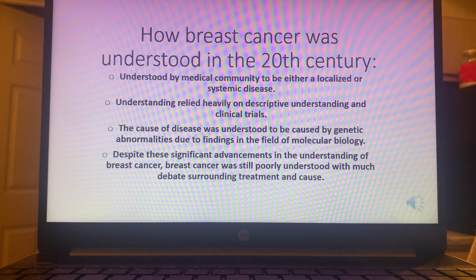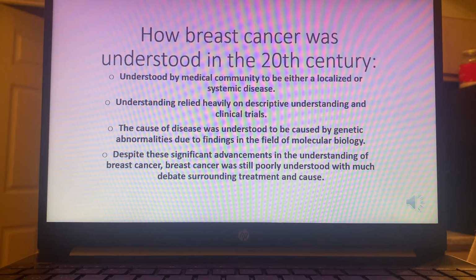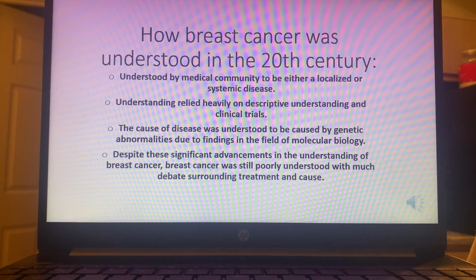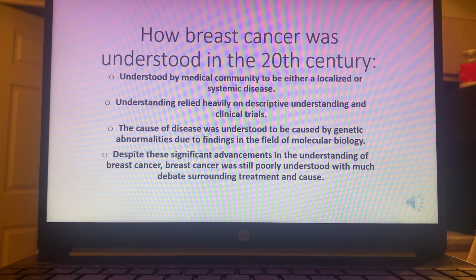Much of the understanding of this disease relied heavily on descriptive understanding based off of clinical trials and data that came from those trials. When considering the general consensus of what was understood to be the cause of breast cancer, it was mainly understood to be caused by genetic abnormalities or mutations. This was mainly influenced by the introduction of molecular biology, in which researchers were now able to get a more thorough understanding of cancerous cells and the human genome itself.